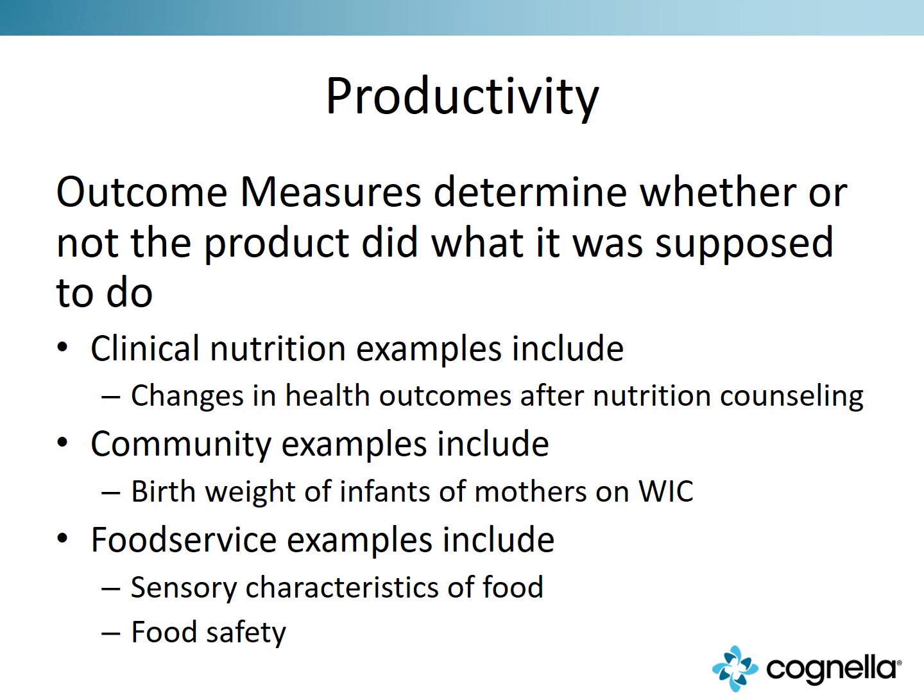In clinical nutrition, changes in health outcomes after nutrition counseling. This is a hard one to measure, but it can be done, and it shows the effectiveness of providing that type of information within a clinical environment. A community example could include birth weight of infants to mothers on WIC, showing the education and being able to have a healthy birth weight of a baby while the mother was receiving education on healthy nutrition at WIC. That could be an outcome, for example. So productivity measures and outcome measures are ones that pretty much every organization does track. They want to show that what they're doing is effective.